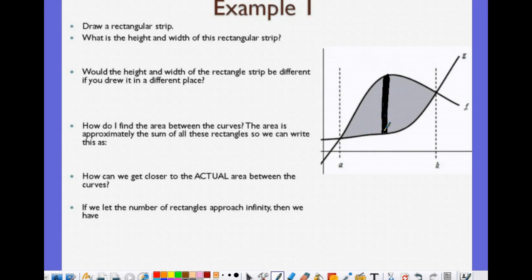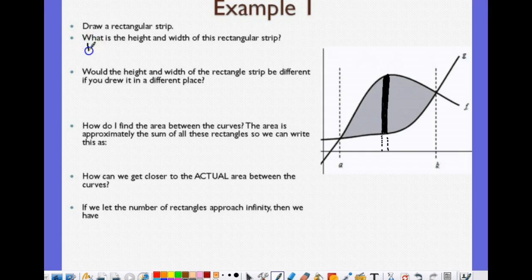I draw a rectangular strip in the middle of my two curves. What's the height and width of this rectangular strip? So if the strip went all the way down to here, what would the height of that strip be? It would be the height of f. But now, because it's bounded by a lower curve, the height of this rectangle is the top curve minus the bottom curve.